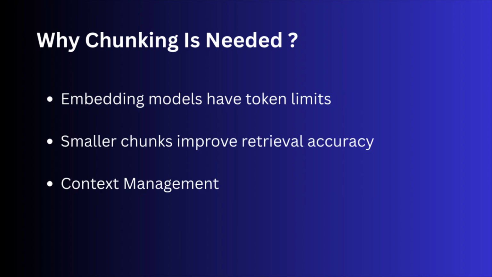Context management. Retrieved chunks should fit within the LLM's context limit and still contain enough information to produce clear and correct answers. Chunking with overlap preserves important context at chunk boundaries. This prevents the lost-in-the-middle problem, where the model ignores important details that appear in the middle of the provided context.